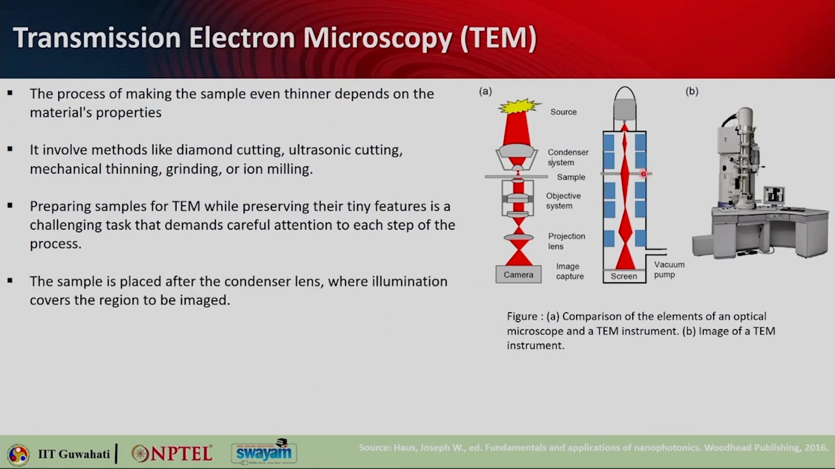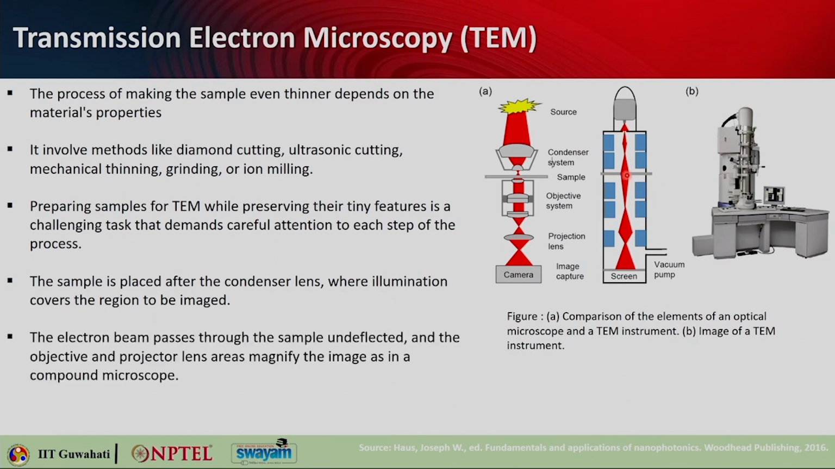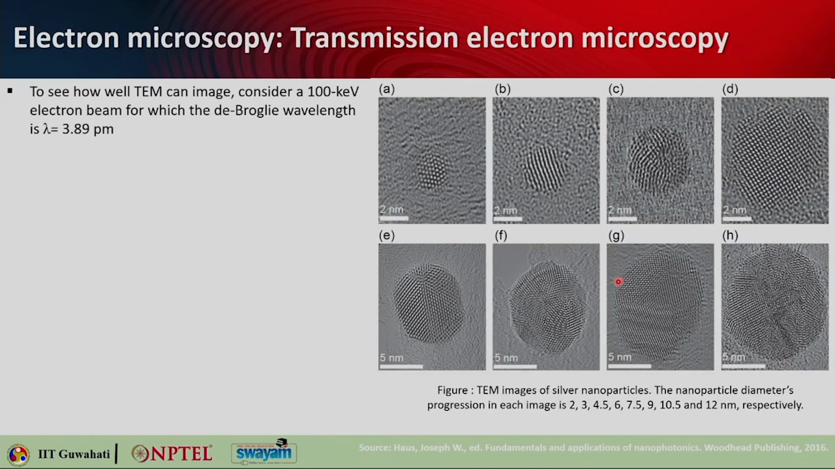So the sample will be placed after the condenser lens. The illumination covers the region that is to be imaged, and once the electron beam passes through the sample undeflected, then there will be the objective and projector lens systems. They basically magnify the image as you actually do in a compound microscope. So the principle is very similar to an optical compound microscope, but here instead of light you are using an electron beam. So here are some examples of TEM images.